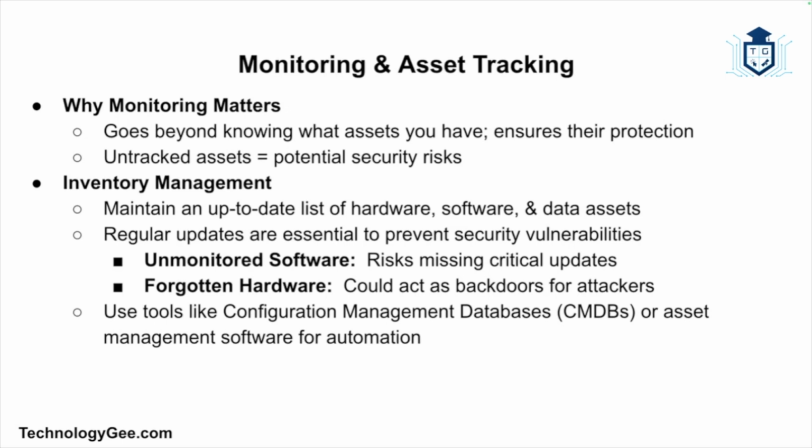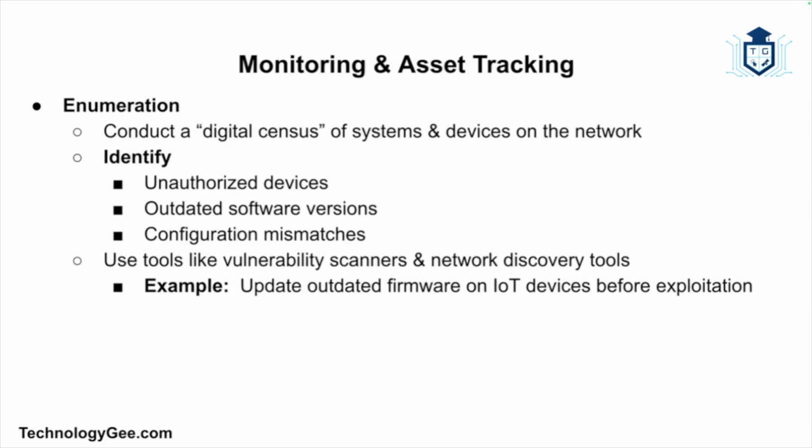For example, unmonitored software might miss critical updates, and forgotten hardware could become a backdoor for attackers. So you want to use tools like configuration management databases or asset management software to automate inventory updates and reduce human error. All right, next we have what is called enumeration. Enumeration goes a step further by identifying all systems and devices on your network.